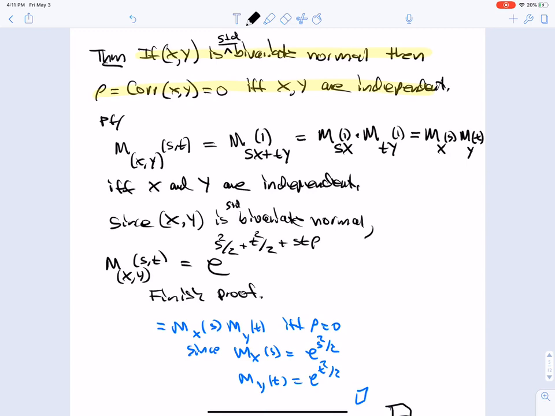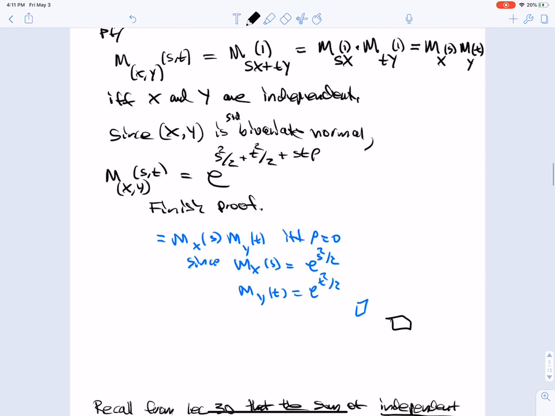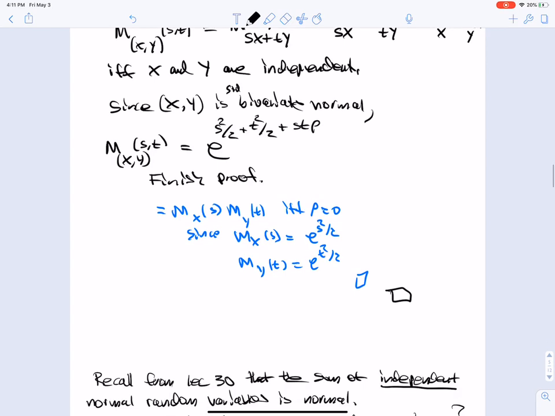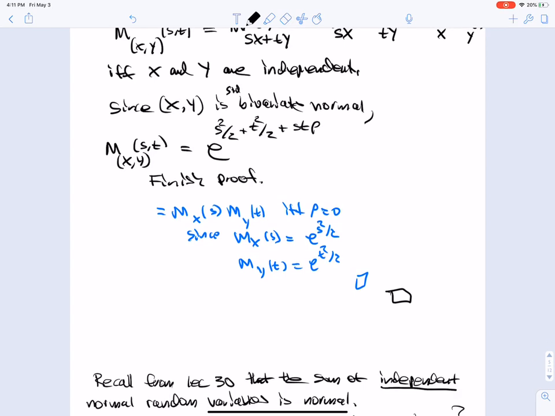As I mentioned earlier, the bivariate MGF splits exactly when X and Y are independent. And so XY standard bivariate normal has this MGF we showed last time. And so that splits exactly when rho is 0, because M_X(s) is e^(s^2/2), and M_Y(t) is e^(t^2/2).